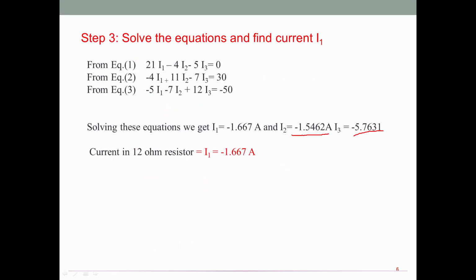If you say the current in the 12 ohm resistor, in terms of magnitude you can say it is 1.667. But as per my direction, it is minus 1.667. So nevertheless, it is correct. Strictly speaking, it must be 1.667 from the right hand side of the circuit to the left hand side.